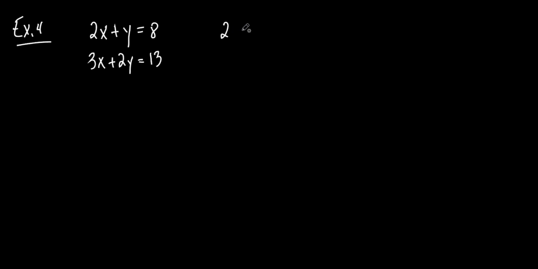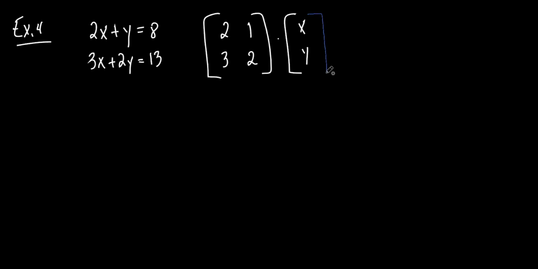It's going to be a 2 and a 1, good, and then a 3 and a 2. Now, you could put a big old capital X there, but they don't. What do you think you're going to put? A little x and a y. But you're going to see this kind of works out the same as what we just did, all right? And that equals what? 8 and 13, yep.